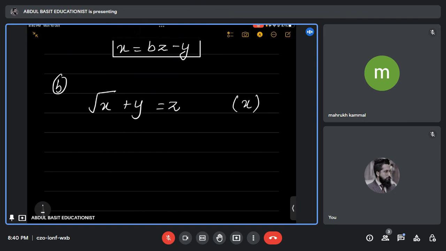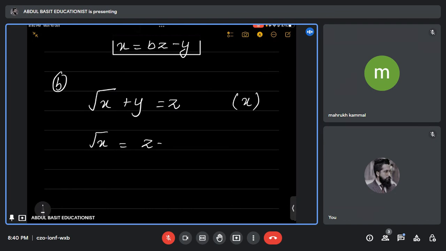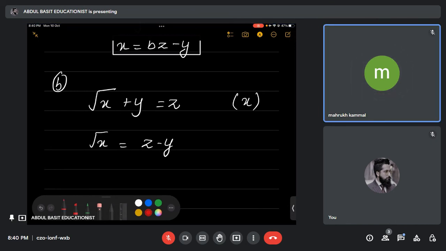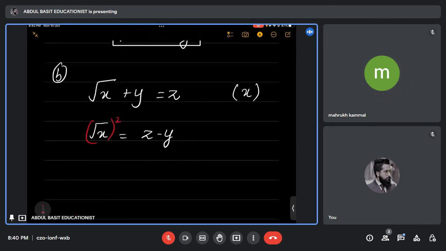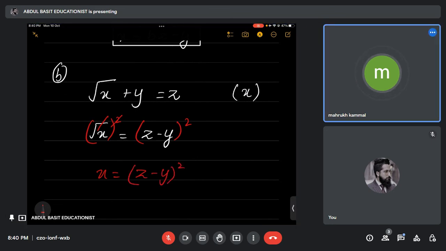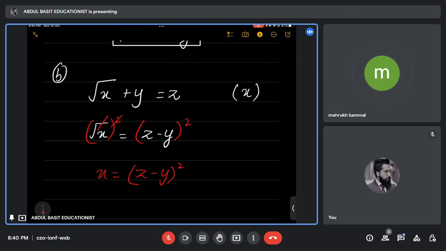Because in maths we know that a square root can be cancelled out only by taking a square. So square root x is equal to z minus y. Agree? Yes or no? So then taking square on both sides. Can I cancel the square with the square root? So x is equal to (z minus y) whole square. Get it? Easy.